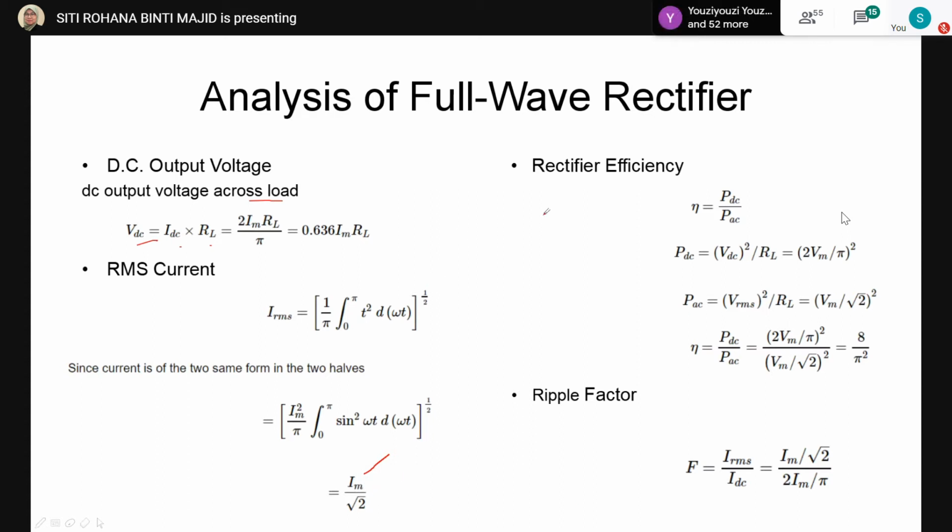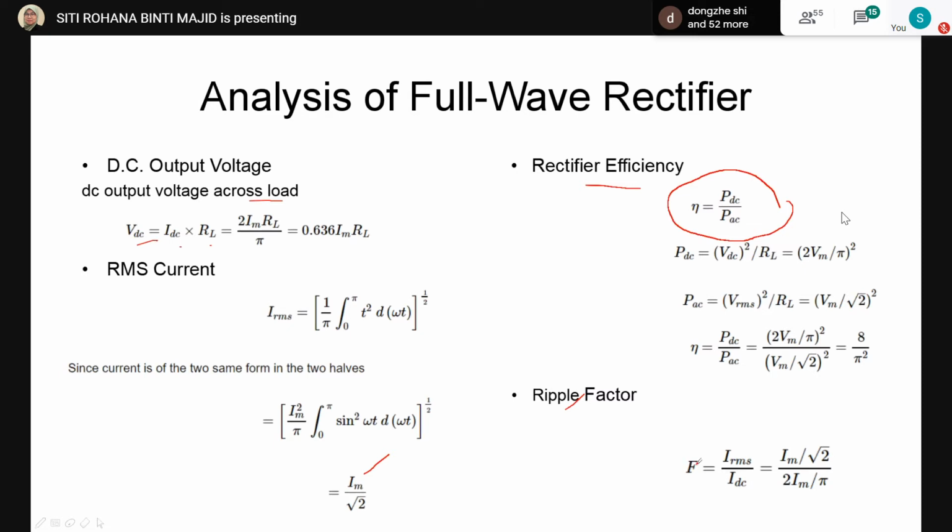So the next parameter we can calculate is rectifier efficiency. A very simple formula: we take the power of DC over the power of AC, and then we will get the value. And then lastly is the ripple factor, which is ripple RF.